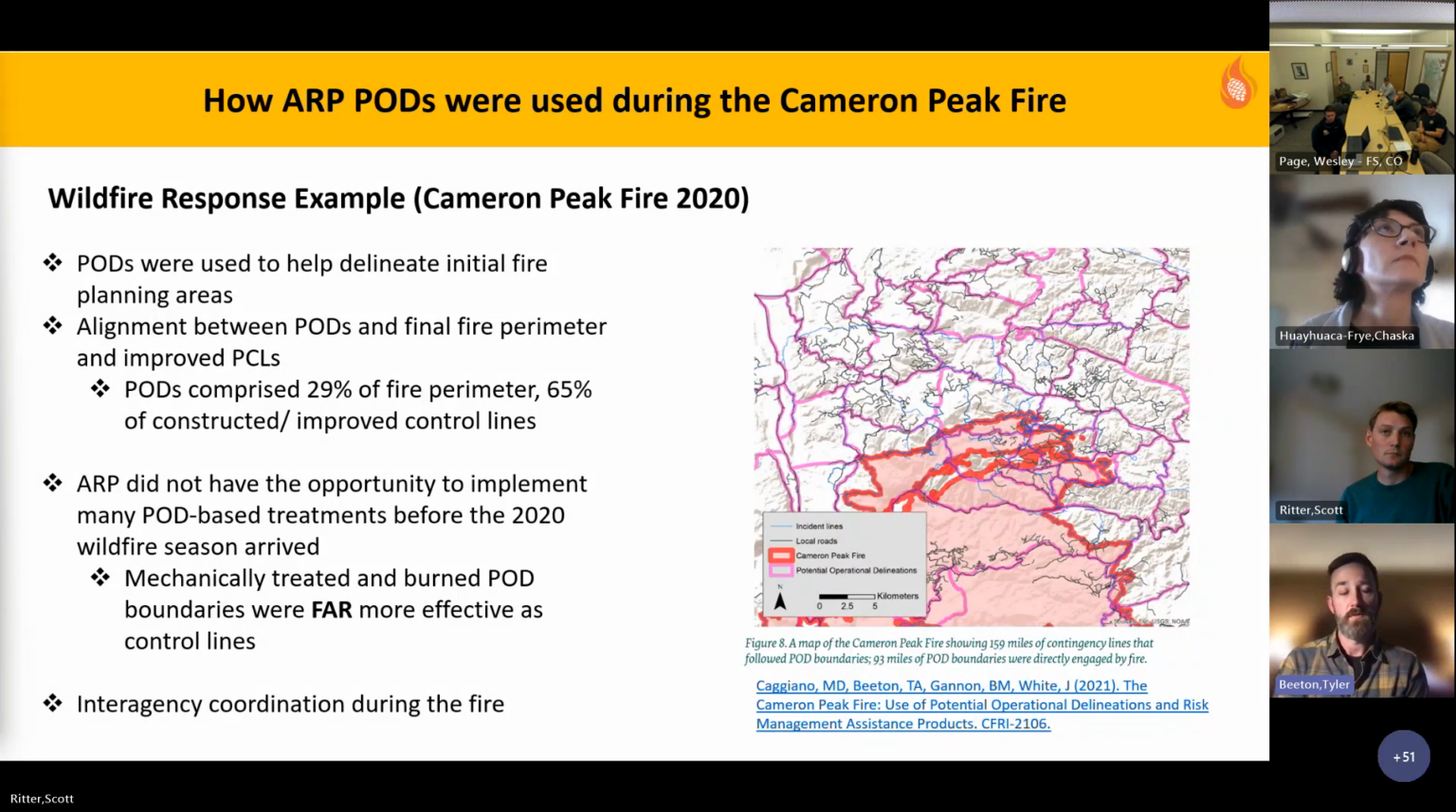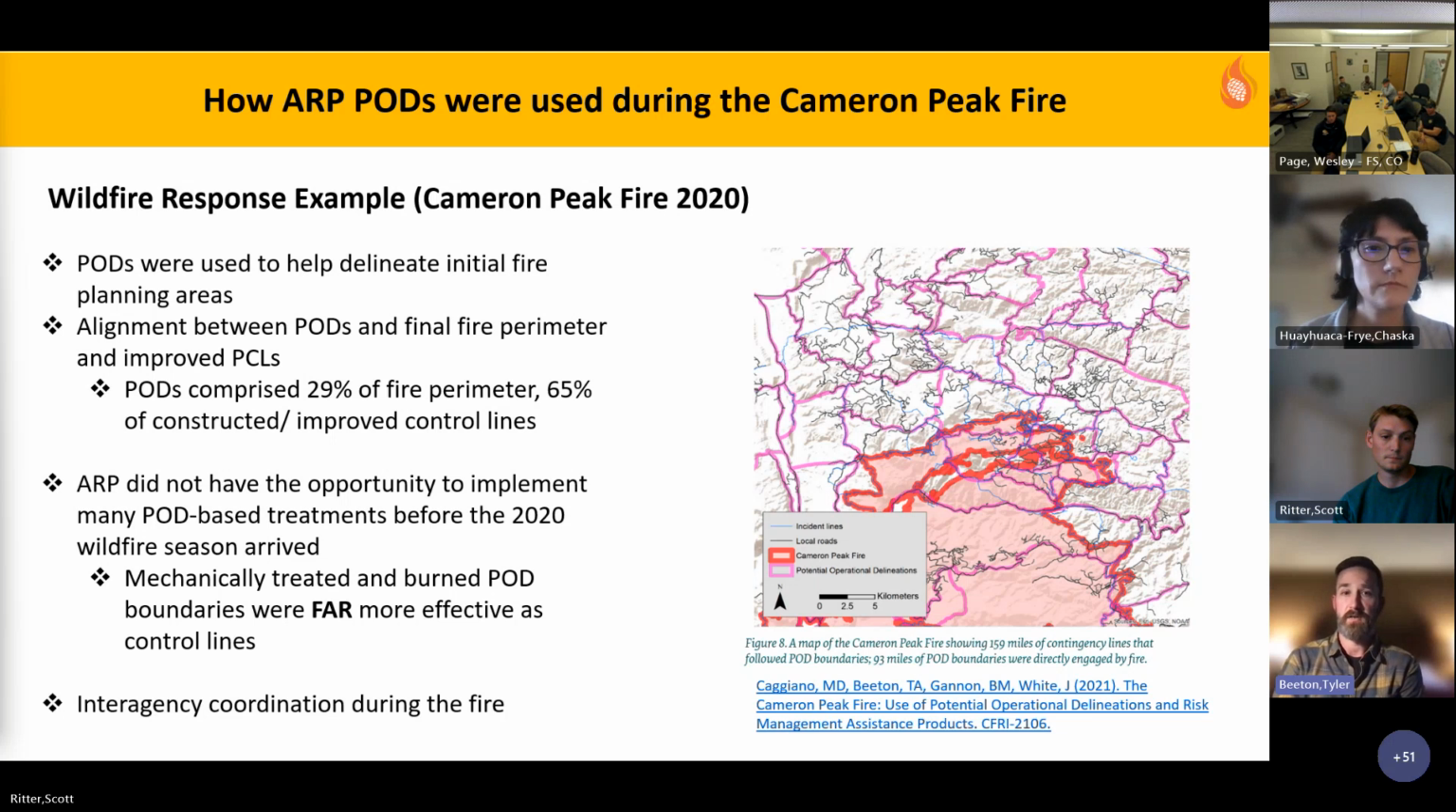So through this synthesis, what we found was that pods were used really to help delineate the initial fire planning areas. As soon as fire managers realized that this was going to be a long duration event, they used pods and other containment features to delineate their initial fire planning areas. We also found really good alignment between pods and the final fire perimeter.